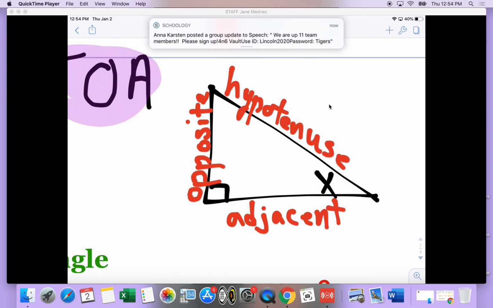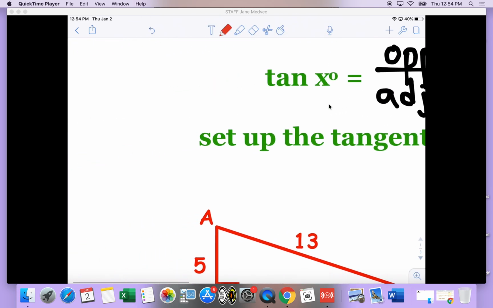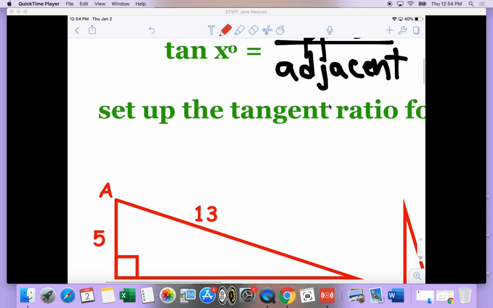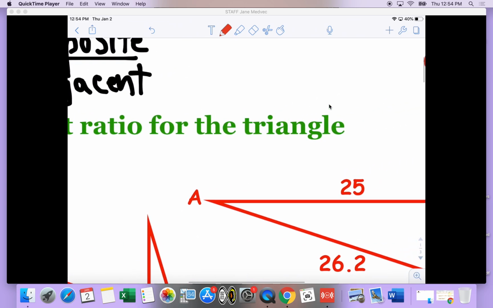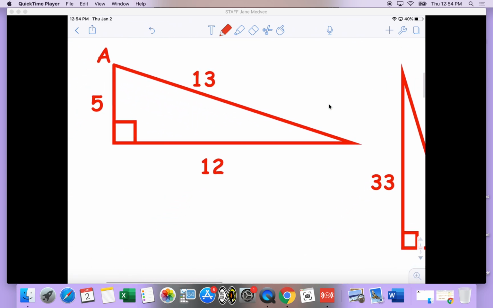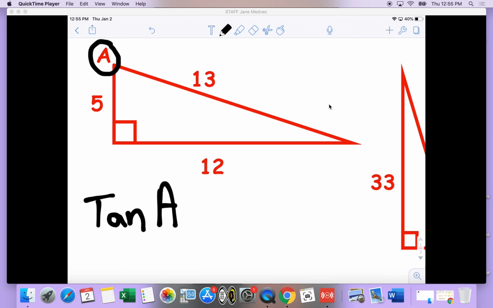Okay, so let's go ahead and let's go down here. And it says, set up the tangent ratio for the triangle. So let's look at this one. You're going to notice that they gave me angle A. So I'm looking at this angle. So I'm going to set up tangent. So T-A-N. I'm just doing tangent today. I'm going to put an uppercase A. I'm going to go equals. And then I'm going to put a ratio or a fraction bar.